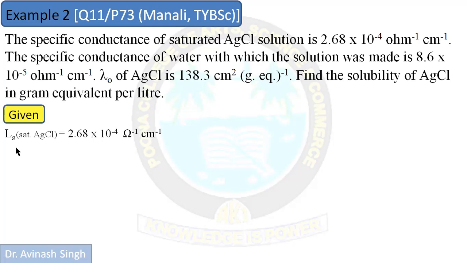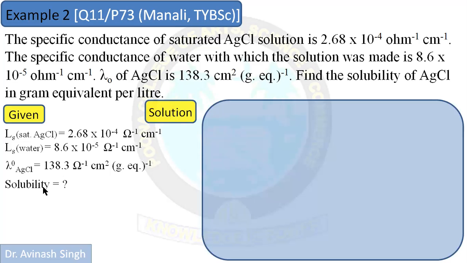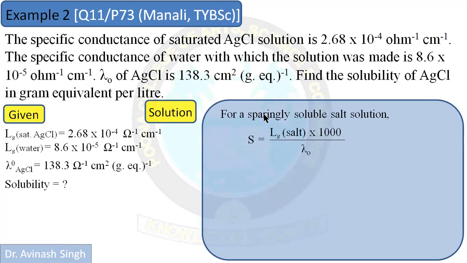Let's write down the given. Specific conductance of saturated solution of AgCl is given. The water is given. Equivalent conductance of AgCl at infinite dilution is given, and we have to find out the solubility. For a sparingly soluble salt solution, the solubility is given by specific conductance of salt, not the solution, into 1000 divided by equivalent conductance of the salt at infinite dilution.